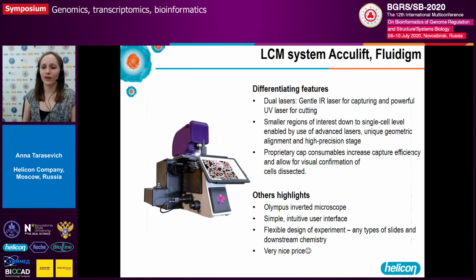So if laser microdissection is of interest to you, then we can organize a virtual demo. We can always cooperate, and let's see if this system really finds its place on the market. Well, thanks a lot for listening. If there are any questions, I'll be glad to answer.